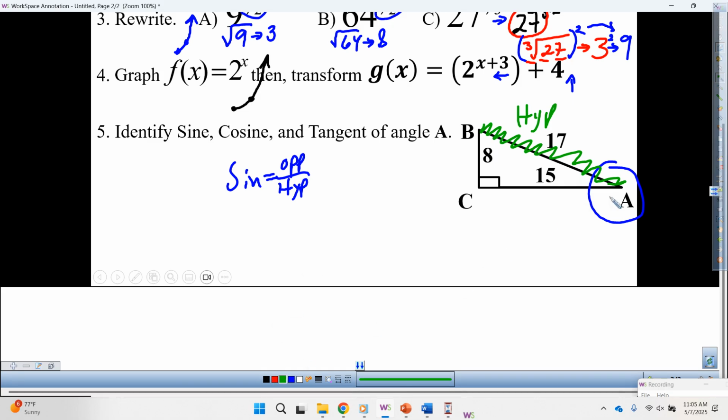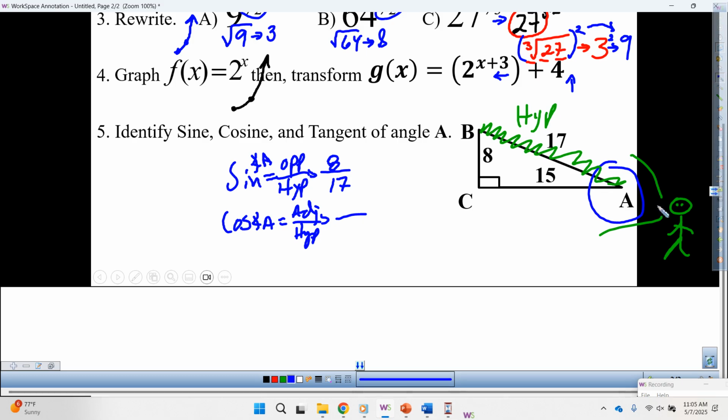So, if we're looking at the triangle from over here, what side is opposite to where I'm at? What side is opposite? Very good. 8. And the hypotenuse is 17. Next, cosine. Oh, my bad, I forgot angle A. Cosine angle A is adjacent over hypotenuse.